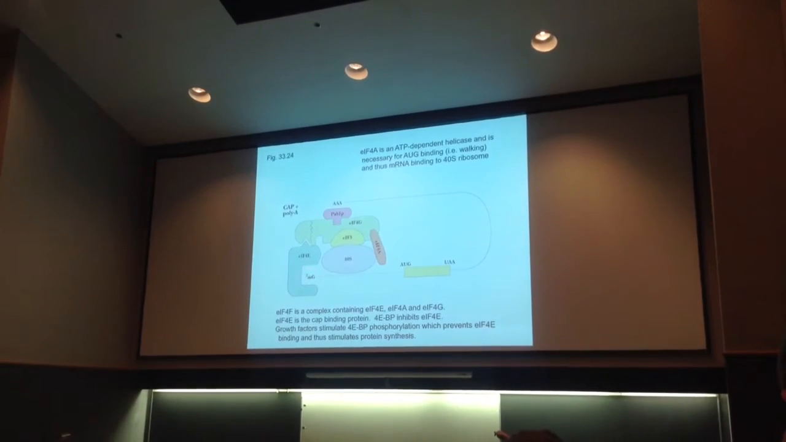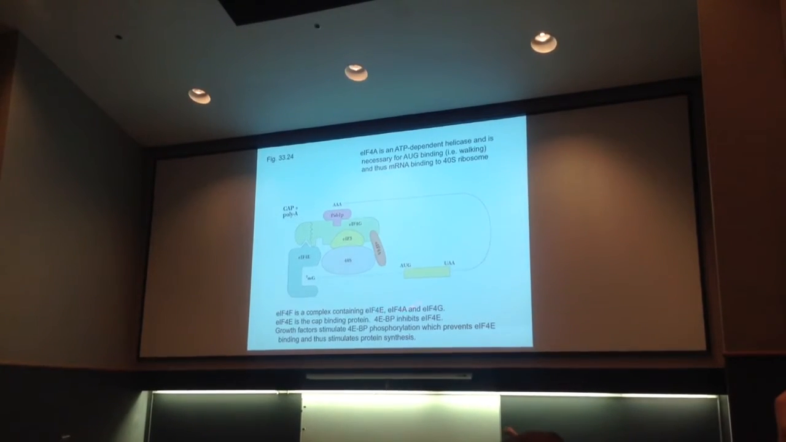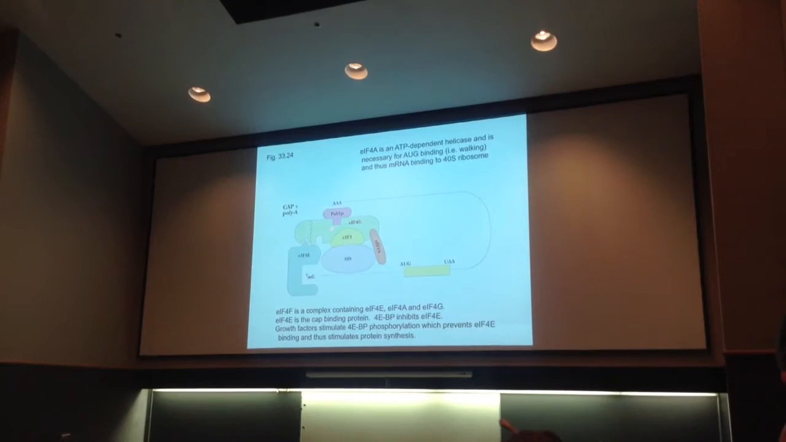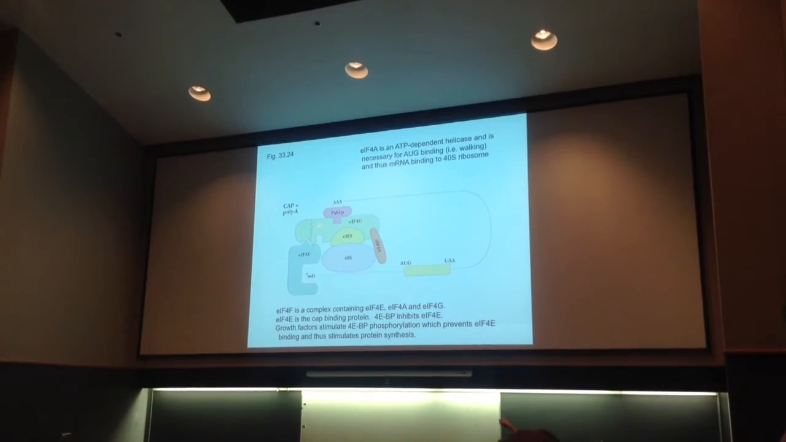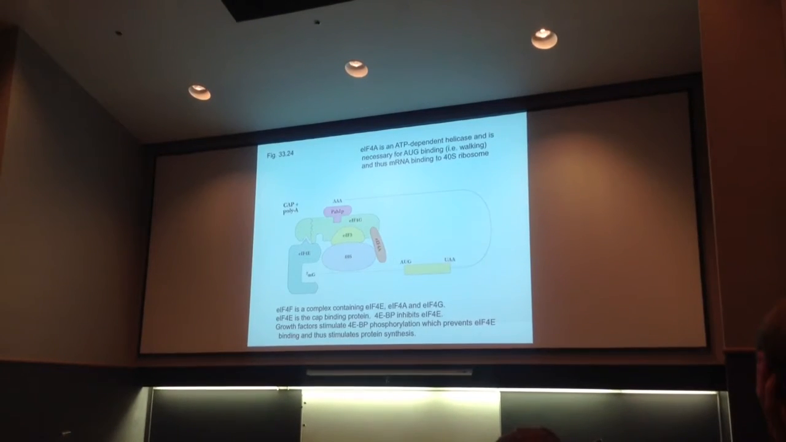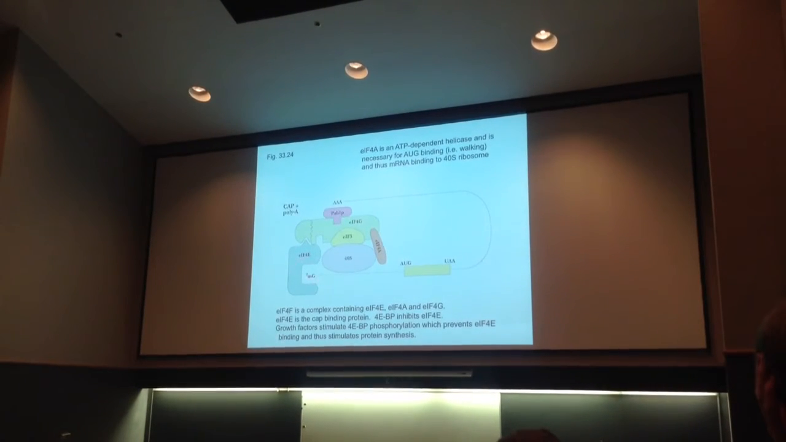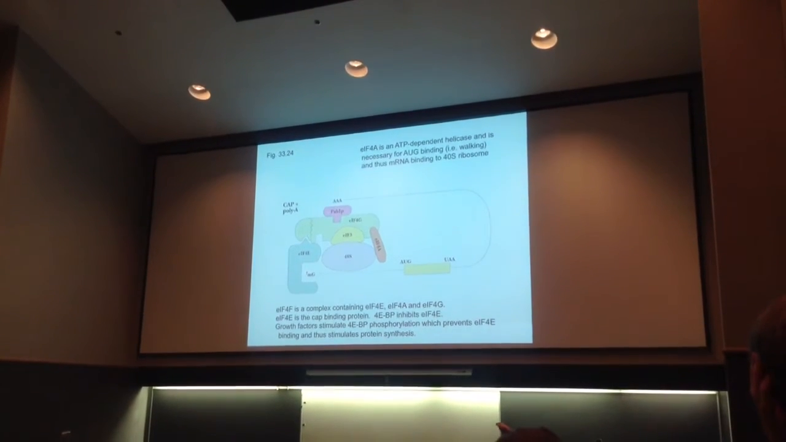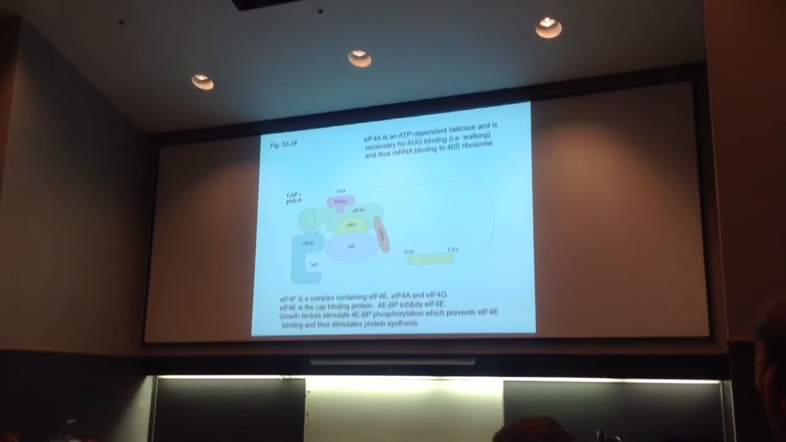Here's our 7-methyl-G cap. Of those initiation factors I just showed you, those that are part of the EIF4F complex are E, A, and G. So here's A, G, and E, and you can see those three proteins interact with each other. EIF4E is the protein that has the 7-methyl-G binding activity. So EIF4E recognizes the cap of a messenger RNA. Therefore, this complex only sets up on messenger RNAs that have a cap. Make sense?